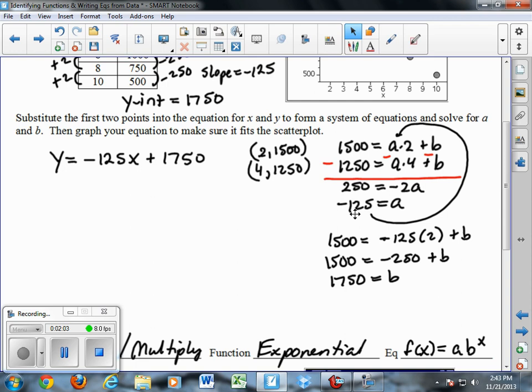And then I can substitute the negative 125 for a back in the first equation and solve it for b and find out I get 1750. So that's another alternative way to solve the equation.